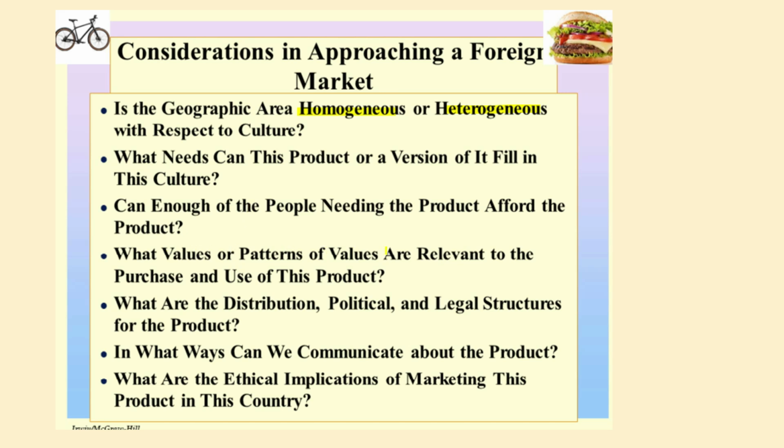What values or patterns of values are relevant to the purchase and use of these products? For example, if a food company is offering pig meat or bacon-based products in some Muslim countries, it obviously is not going to work over there. It will be illegal to sell that product. So what are the distribution, political and legal structures for that product? That's also very important. For instance, there might be tight regulations that do not allow that product, or do not allow the advertisement of that particular product.